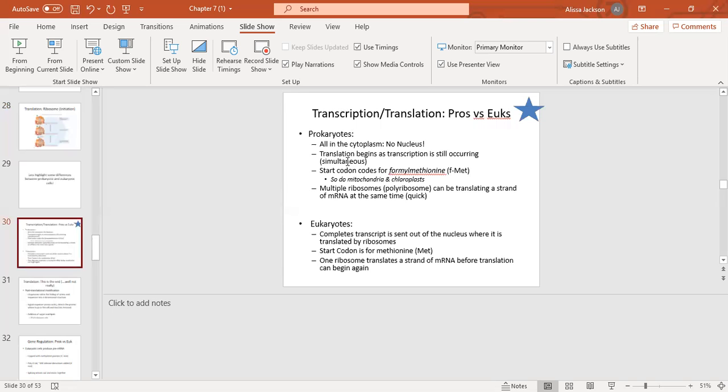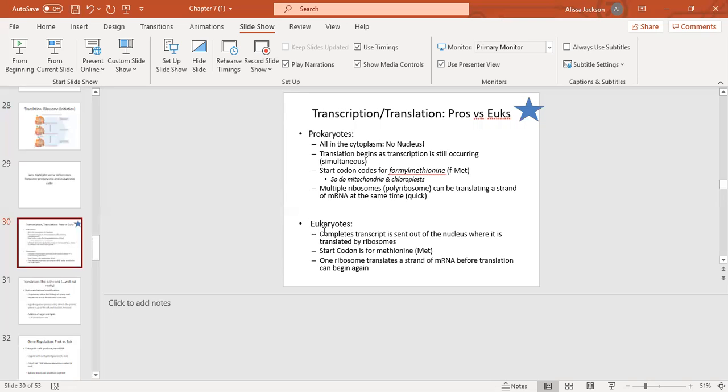In prokaryotes, transcription and translation can be simultaneous. The start codon codes for formyl methionine, as in mitochondria and chloroplasts. There are multiple ribosomes that can translate your mRNA at the same time. So that's what allows for quick gene expression, quick growth, all those good things.